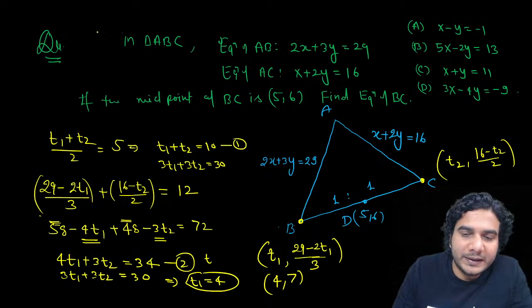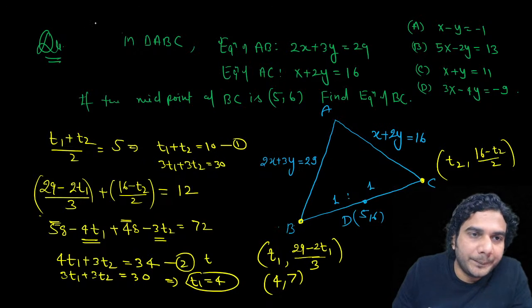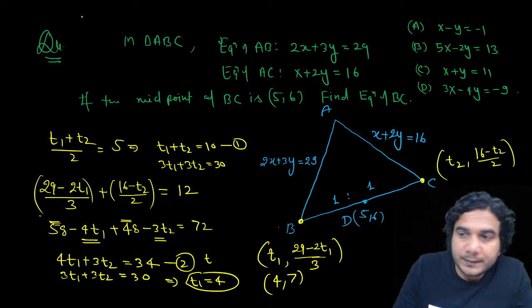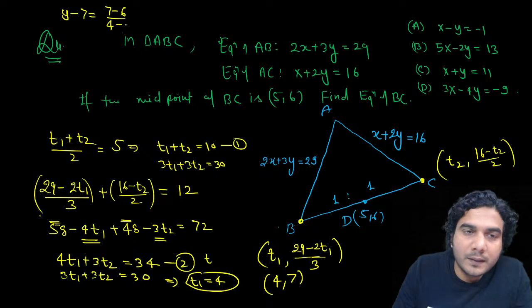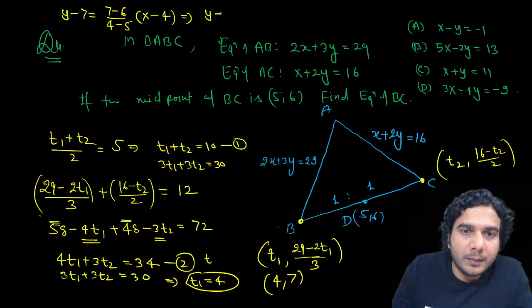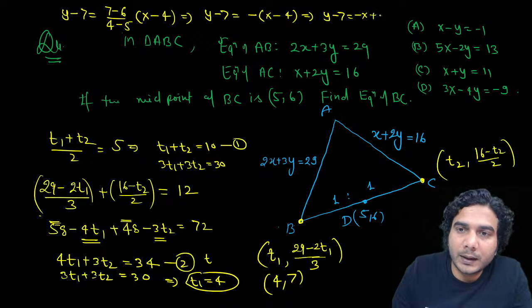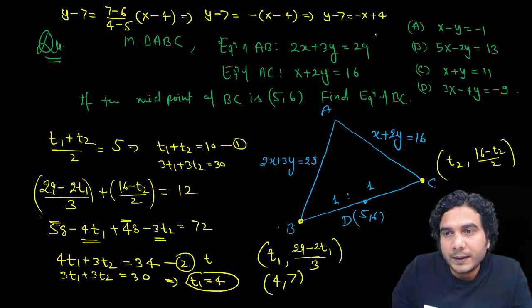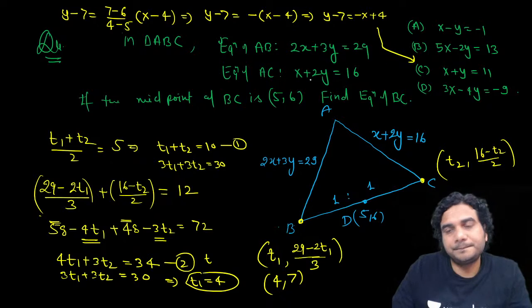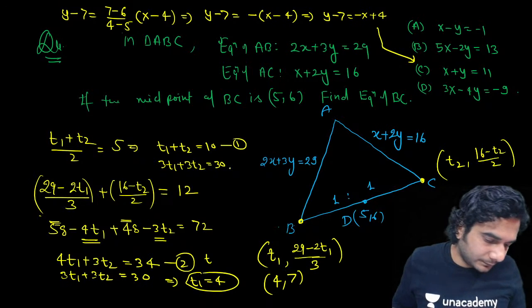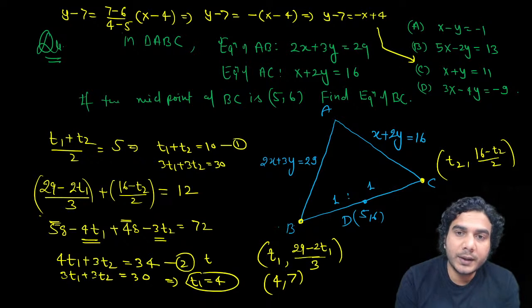Okay, so I'm writing the equation of line BC, because we already have one point D and we have got point B. So the equation is y minus 7 is equal to (7 minus 6) upon (4 minus 5) into (x minus 4). So this is going to be y minus 7 is equal to minus 1 into (x minus 4). So y minus 7 is equal to minus x plus 4. So x plus y is equal to 11. So that is the answer, C. Yes, C is the right answer. So you guys got it? How to take a point on a line, okay?